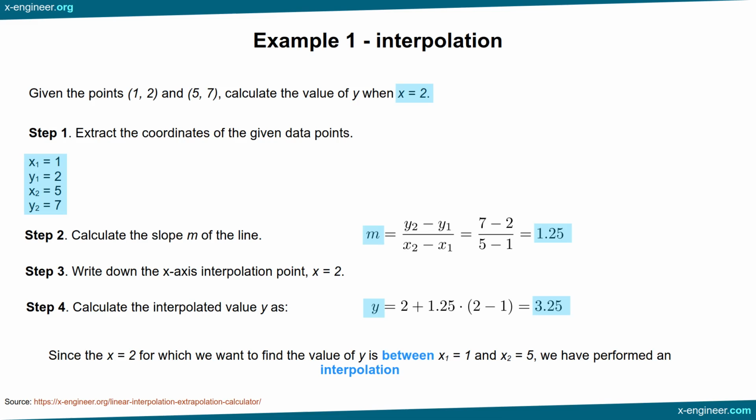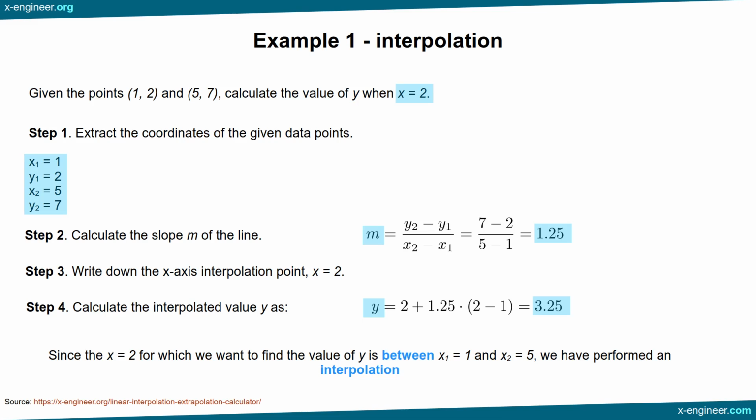Step 3. Next, we write down the x value where we want to find the corresponding y value, which is x equals 2. Step 4. We now calculate the interpolated y value using the equation, y equals y1 plus m times (x minus x1). Substituting the known values, we get y equals 2 plus 1.25 times (2 minus 1), which equals 3.25. So, when x equals 2, the interpolated y value is 3.25.